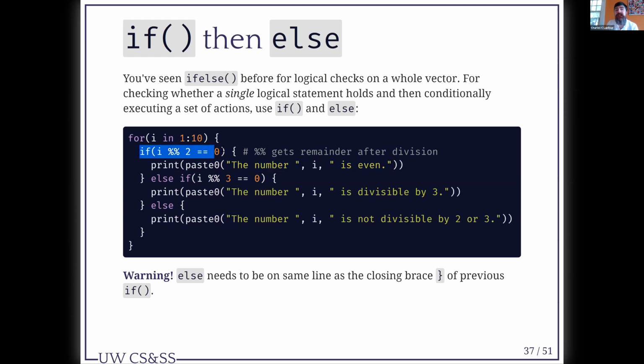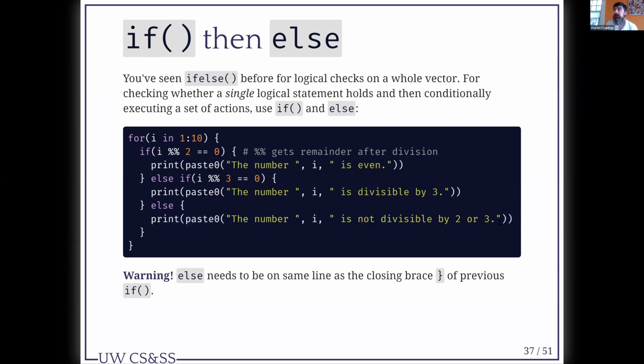Okay? If this statement here returns a true, it runs the code inside. If this statement does not return a true, it will keep going. It says, okay, if this is false, else, check this statement. So if i is divisible by 3, print the number i is divisible by 3. If this statement here is also false, it will say else, and notice there's no if statement here. If there's no if statement, it's just going to run the thing after else. Then the number is not divisible by 2 or 3.